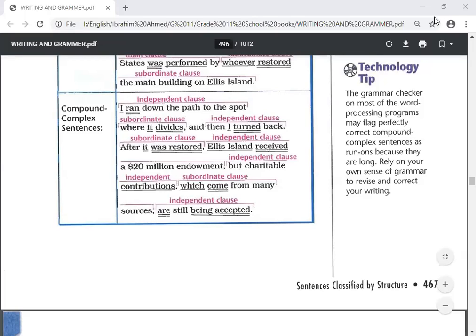Ellis Island received a $20 million endowment. This is independent, but charitable contributions, this is independent, which, we still have the end of the sentence. We have to wait. Which come from many sources. This is subordinate, beginning with which, but charitable contributions are still being accepted. This is the completion of this independent clause.